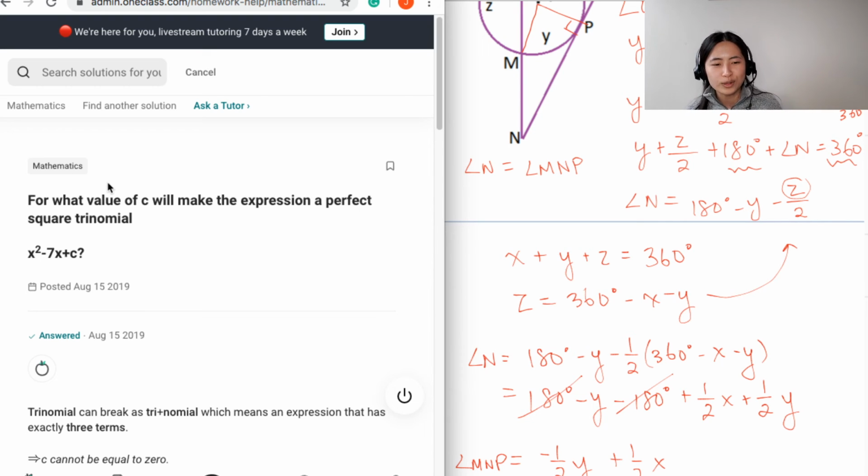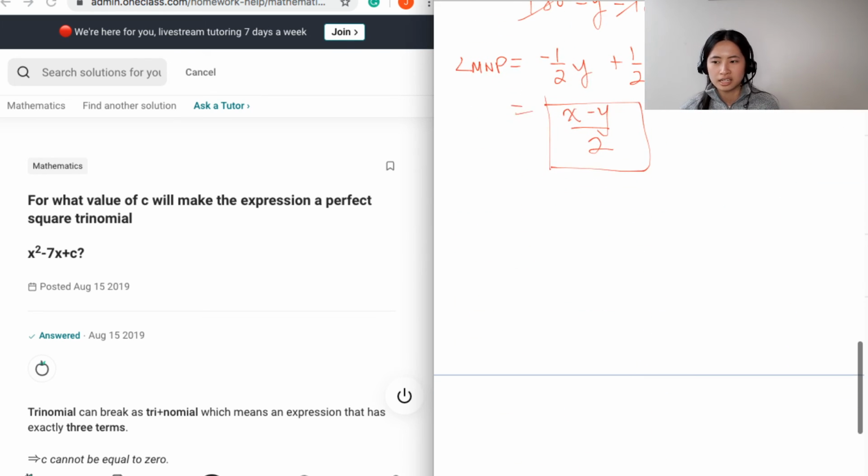So for what value of C will make the expression a perfect square trinomial? Okay, if you remember, anytime you have a perfect square trinomial, you need to complete the square. So all you have to do is take the b of your standard form of your equation, because this is ax squared minus bx plus c. You take -7, divide it by 2, and square that term.